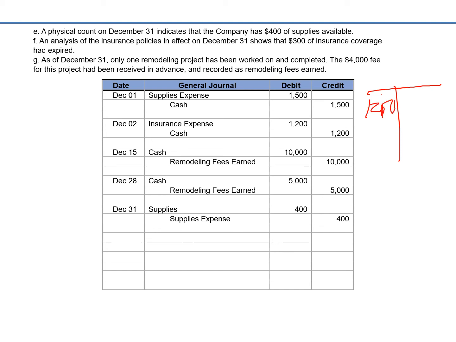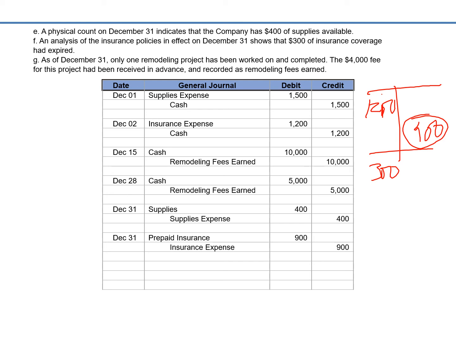Okay, so we have $1,200 in our insurance expense account. We should have $300. And so in order to get a debit balance account, an expense account with a normal balance of a debit, in order to decrease an expense account, what do we do? We credit, right? $900. So we're going to debit prepaid insurance for $900 and we're going to credit our insurance expense for $900.